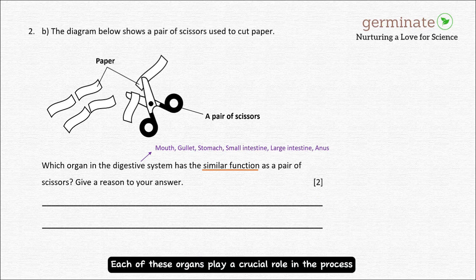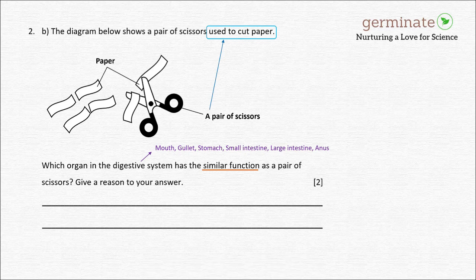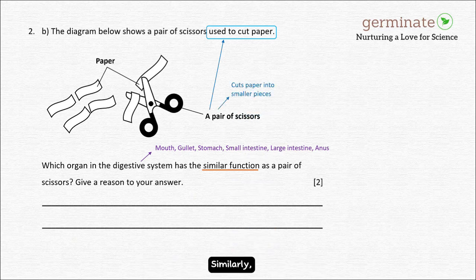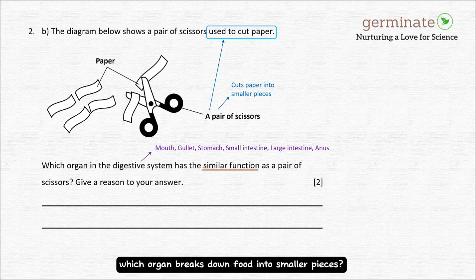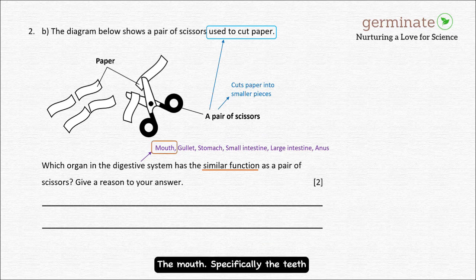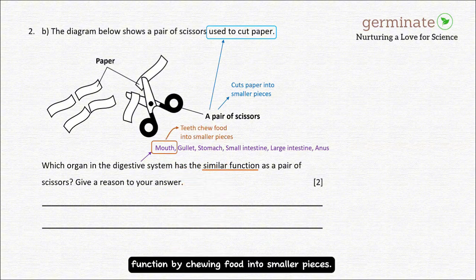Each of these organs play a crucial role in the process. Now, what do we use a pair of scissors for? From the question, it states that it is used to cut paper. From the diagram, we can see that the scissors is used to cut the paper into smaller pieces. Similarly, which organ breaks down food into smaller pieces? The mouth. Specifically, the teeth performs this function by chewing food into smaller pieces.